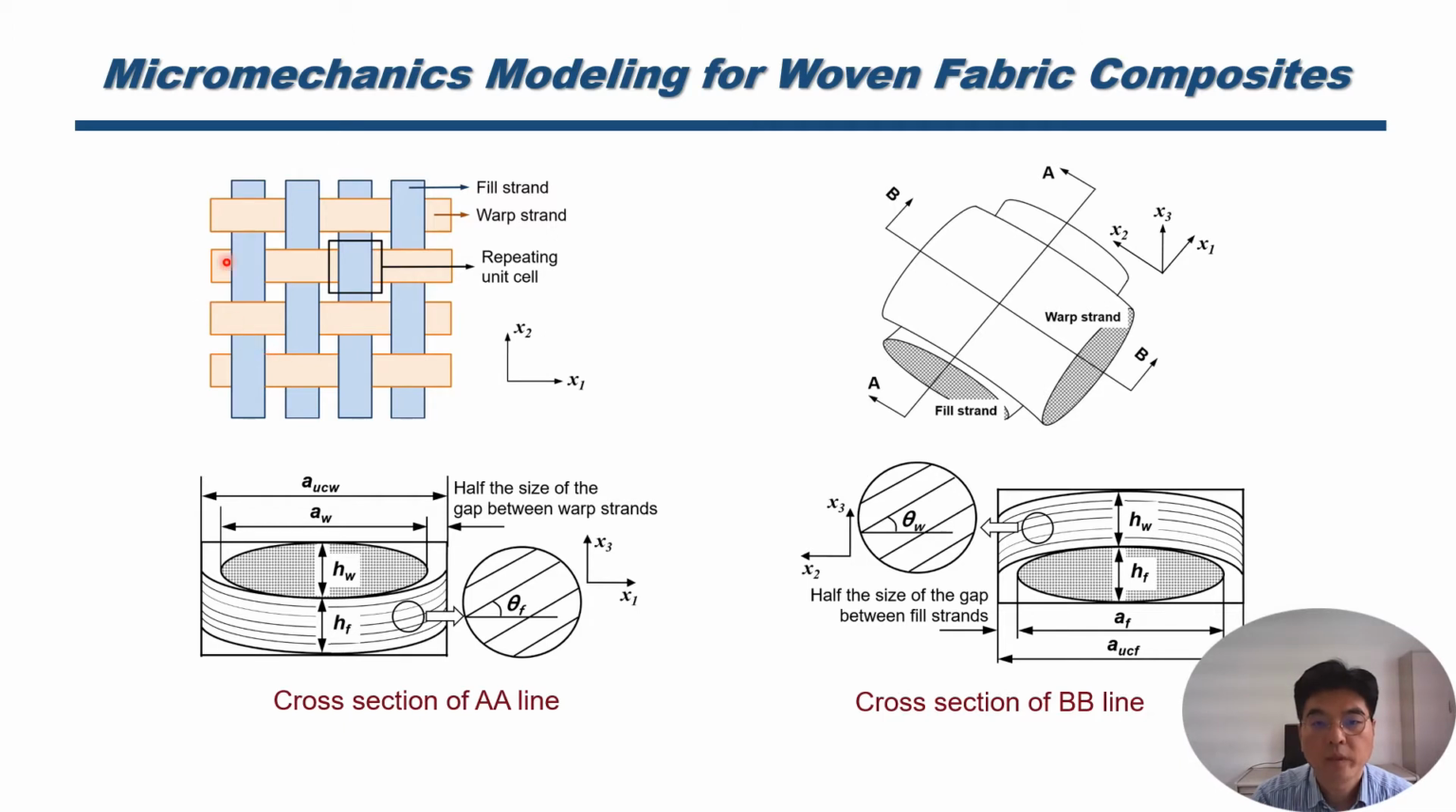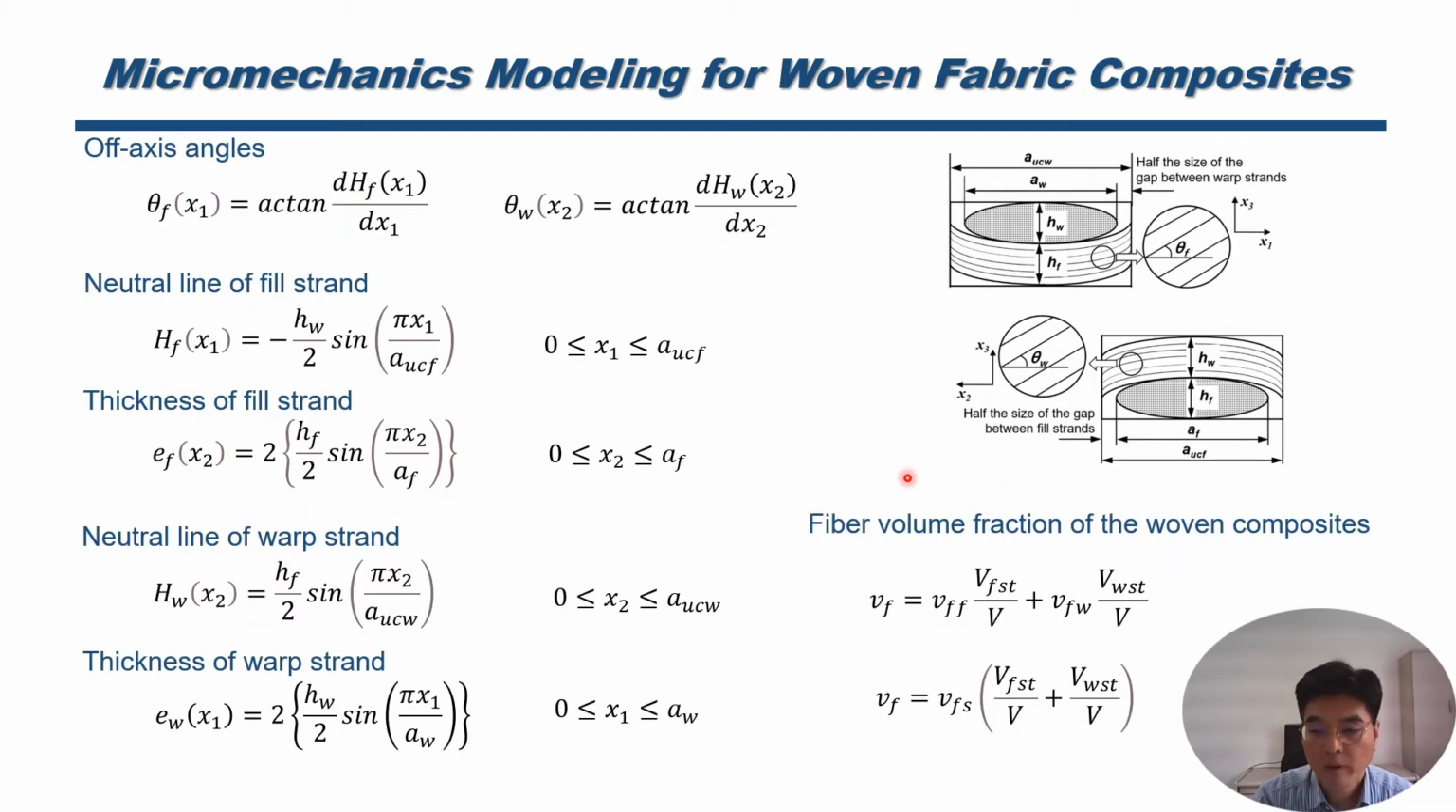Here is a plain woven structure. It has a field strand and web strand and matrix. Woven structure composites consist of repeating unit cells. This drawing is the cross-section of the AA line, and this drawing is the cross-section of the BB line. We build the geometry of the woven fabric using these equations: upper axis angle, neutral line, thickness, something like that. These are the equations for fiber volume fraction of a woven fabric composite.